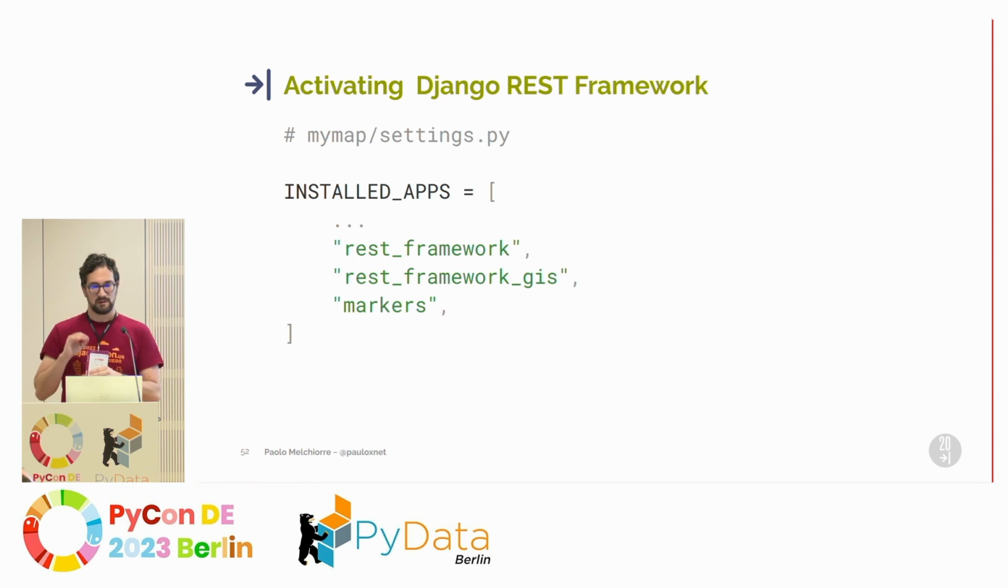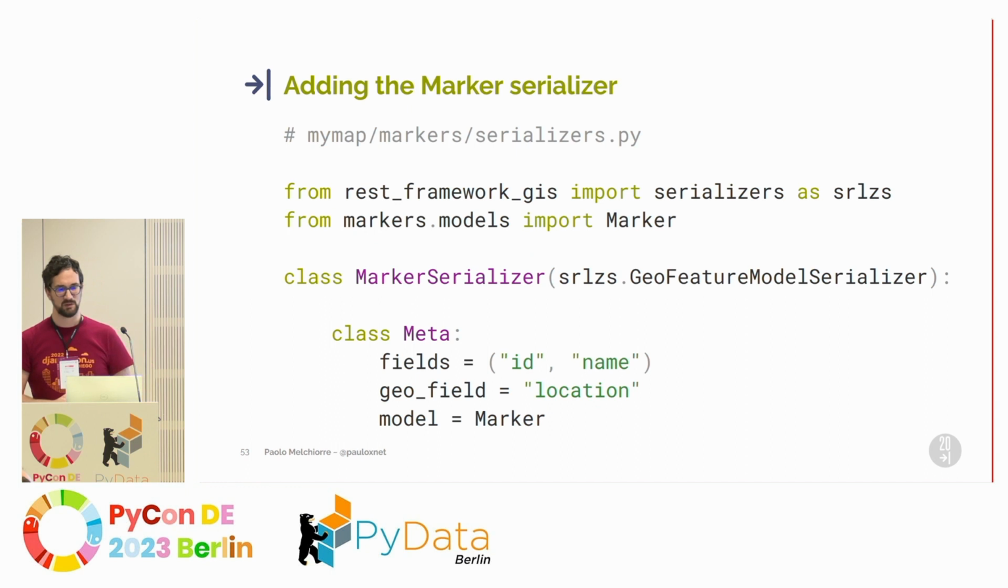The packages that we'll use directly in the code of our project are Django REST framework and its geographic add-on, which we then insert in the list of installed apps of our project settings. So let's create a serializer for our marker class. Inheriting from the REST framework GeoJSON serializer, we only have to define the optional fields to be shown in the additional properties, the geographic field location, and the model marker.